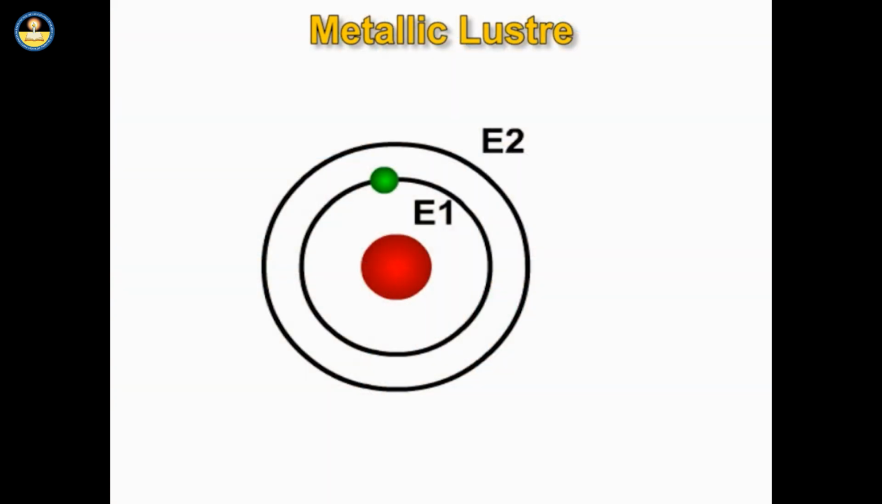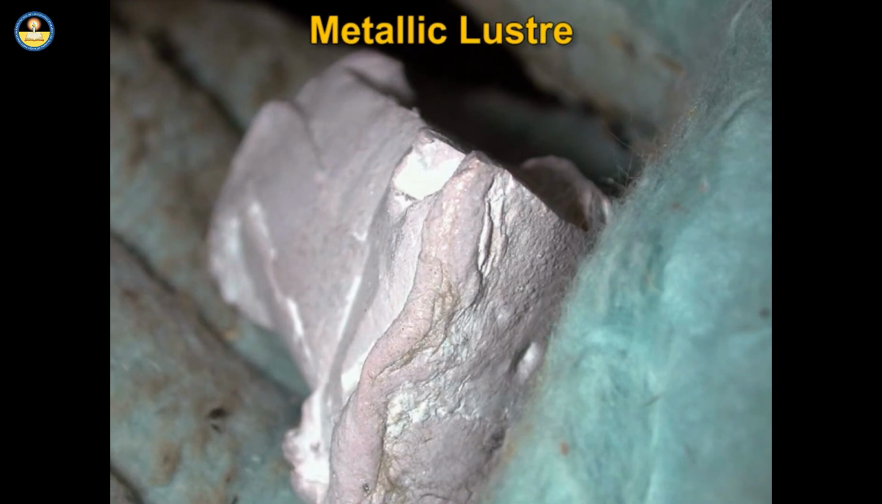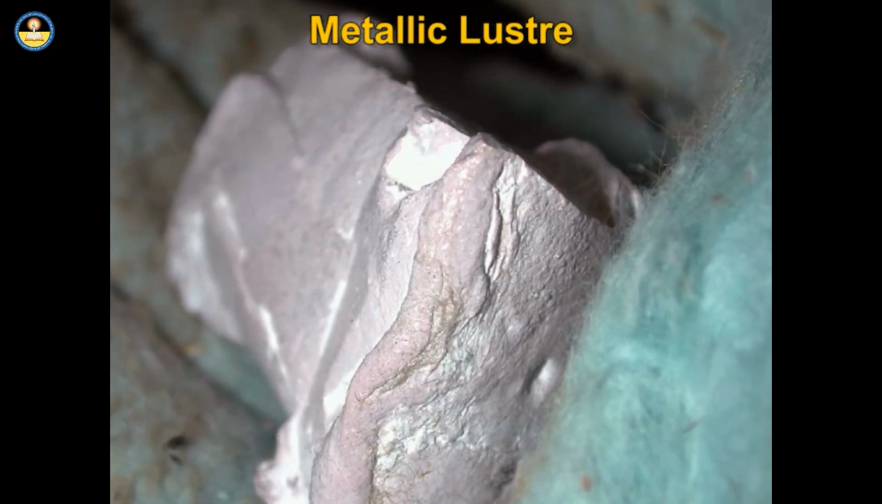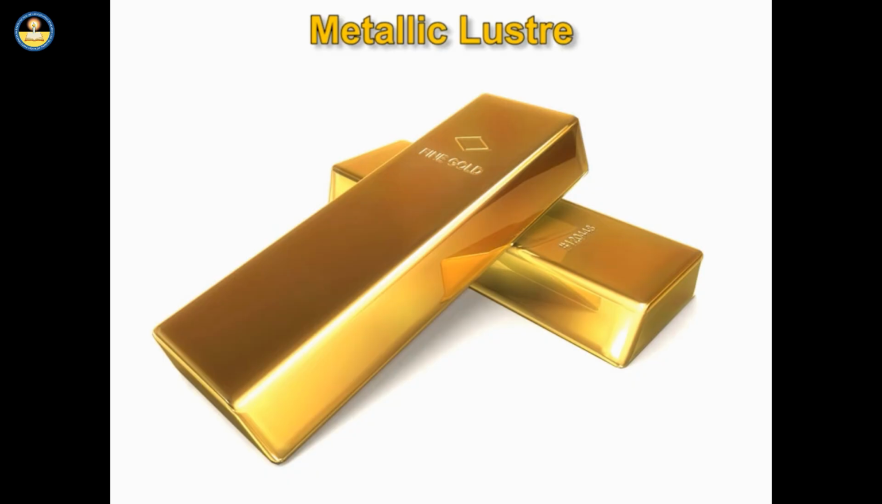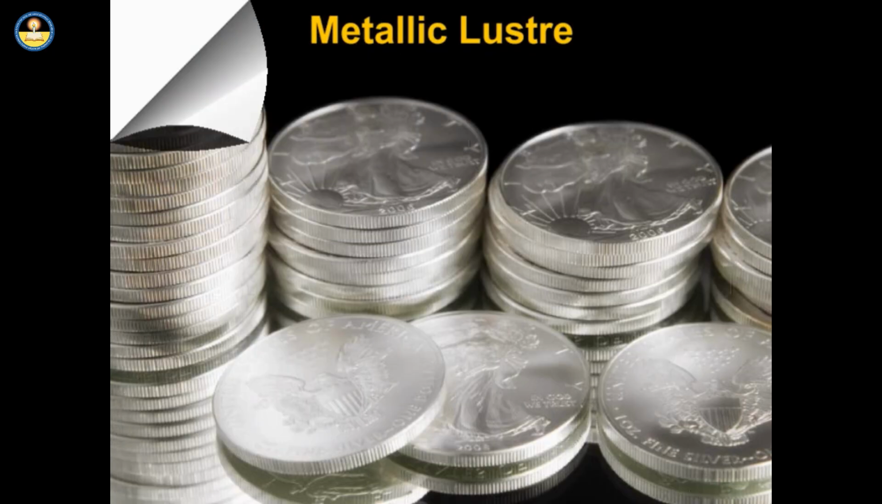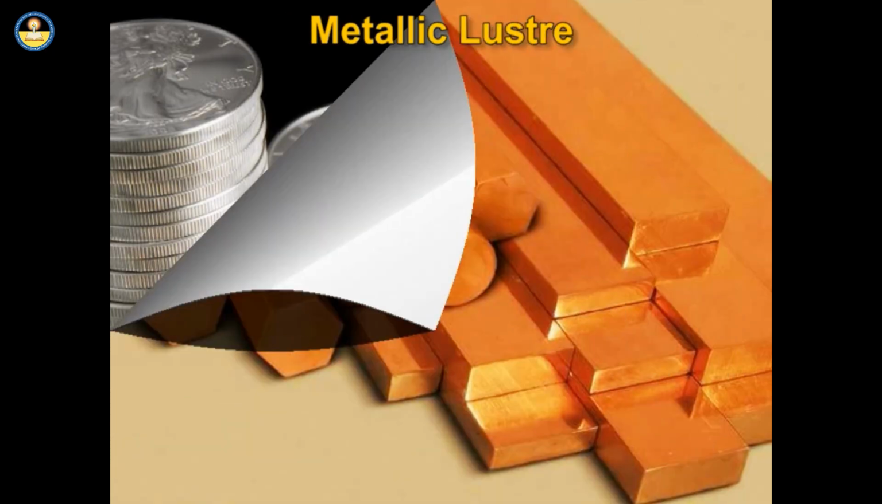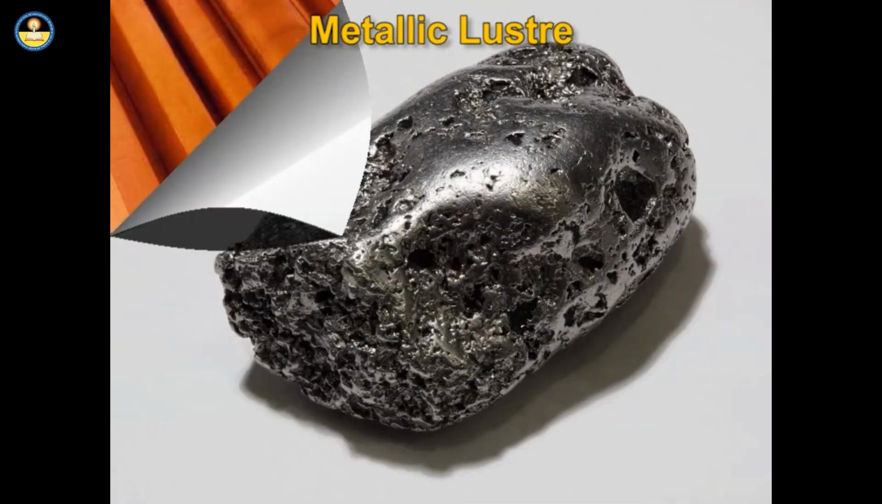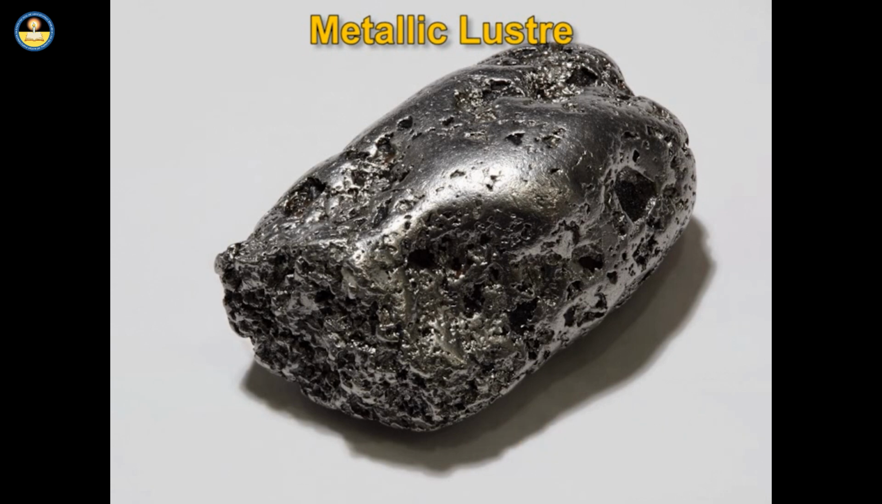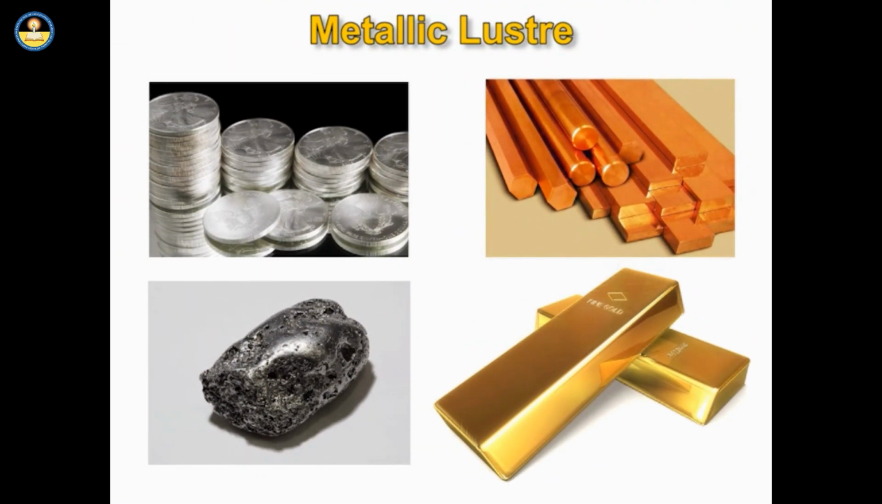Free electrons absorb light and jump to a higher orbit. When they come back to their original orbit, they emit radiations. That is why the surface appears shining. Some metals have more shine than others. Gold, denoted by Au, silver, that is Ag, copper, that is Cu, and platinum, that is Pt, are such examples. Others can be polished to give a good luster.